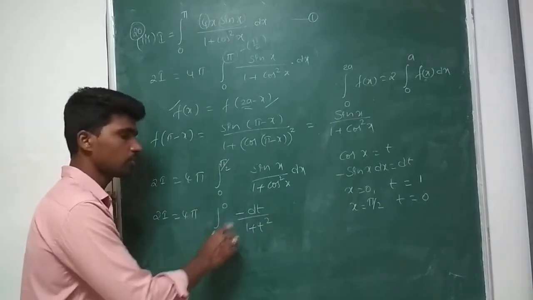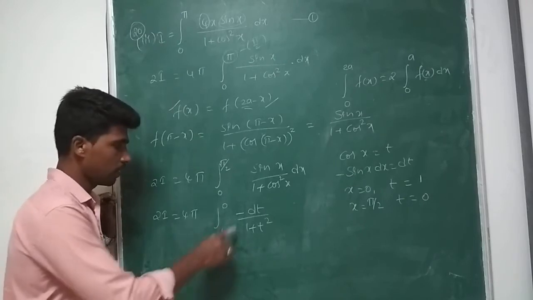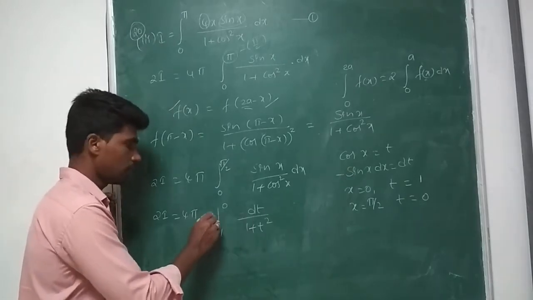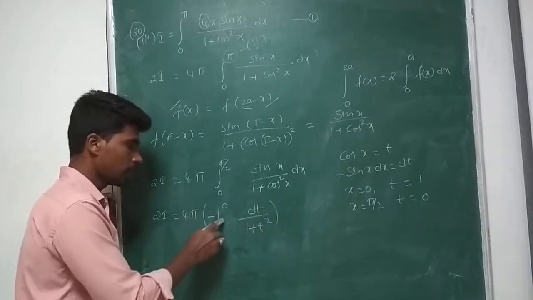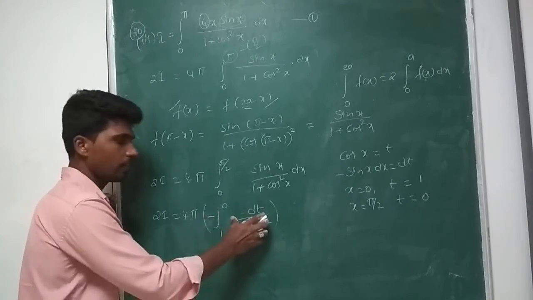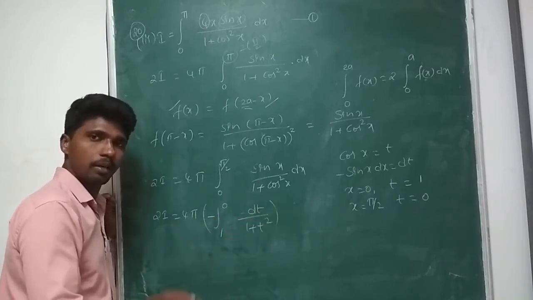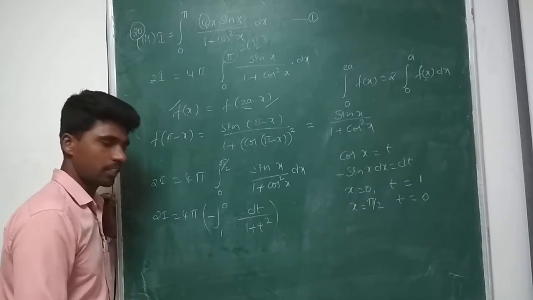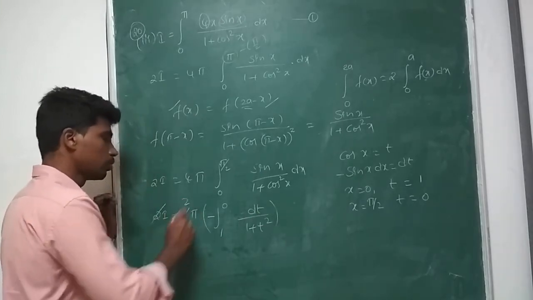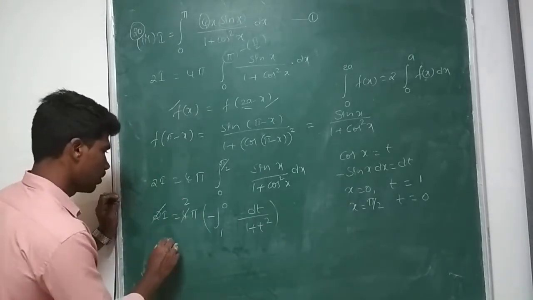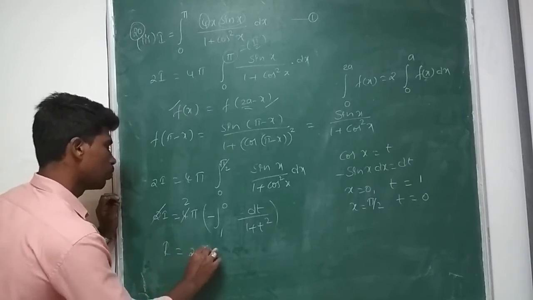So now apply the first property. I take this minus out, then I get minus here. Minus integral a to b f of x dx can be written as plus integral b to a f of x dx. So I get now I is equal to 2 pi.